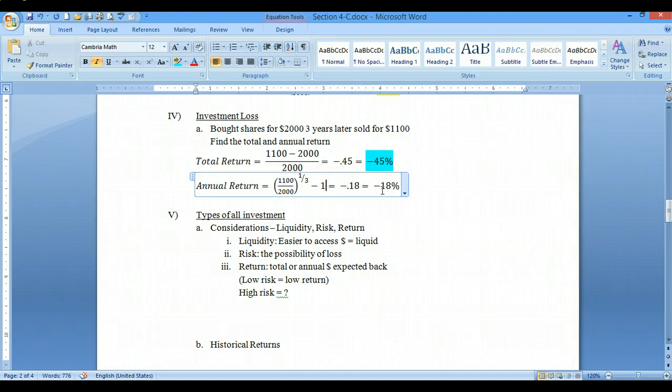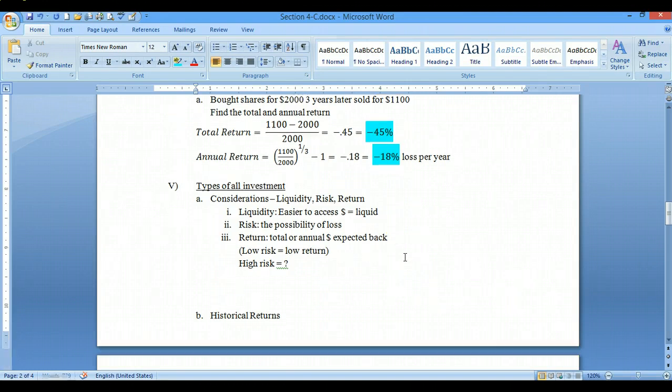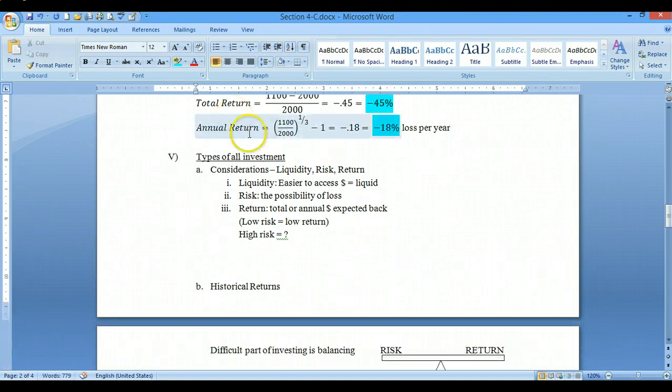Plugging that into your calculator or Excel will give you negative 0.18. Changing that to a percent is negative 18%. So about 18% loss per year. All right, let's move on to the next one. Types of investment.